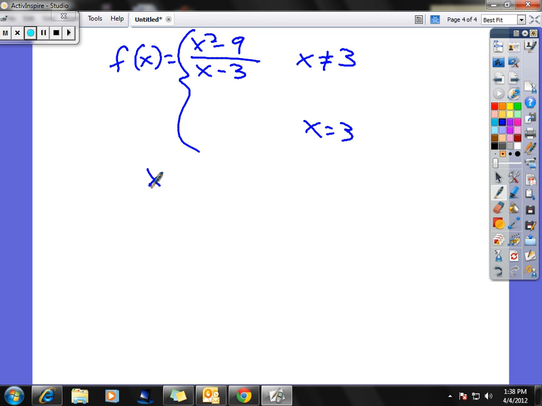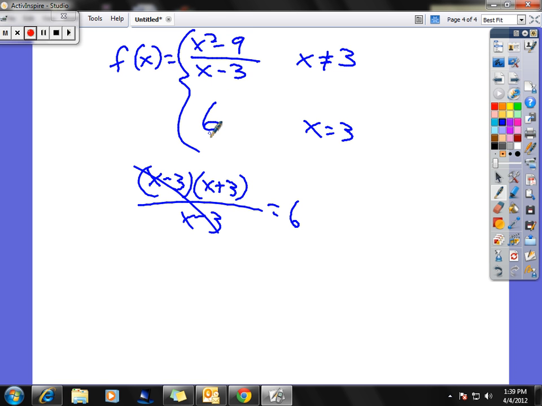So if we factor and cancel, we're going to have x minus 3, x plus 3 over x minus 3. Those cancel. We plug in 3. We get 6. That's the y value. That's where the hole was. Now when you break it up into a piecewise and define it separately, that's still a function. Now it's a continuous function because we've filled in that hole. It makes that function continuous.